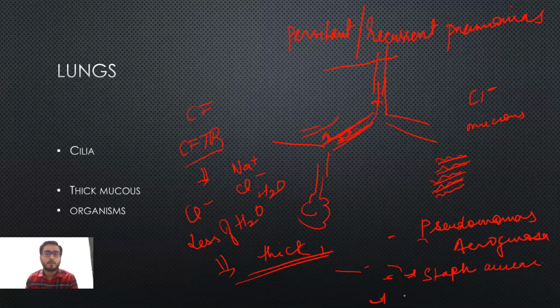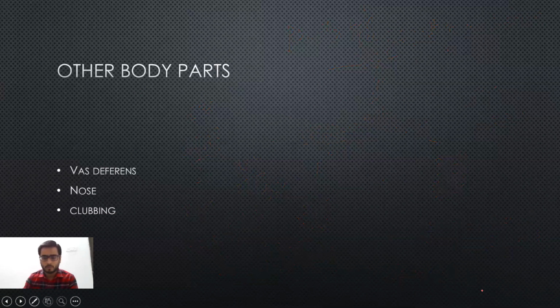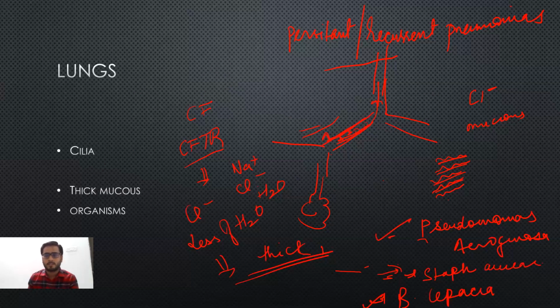Next is this Pseudomonas, which is the most common. Next is the Staph aureus. All these are leading to pneumonia. And third is the Burkholderia cepacia. This organism has importance. It has maximum mortalities associated with this organism. So the most common organism is the Pseudomonas aeruginosa.